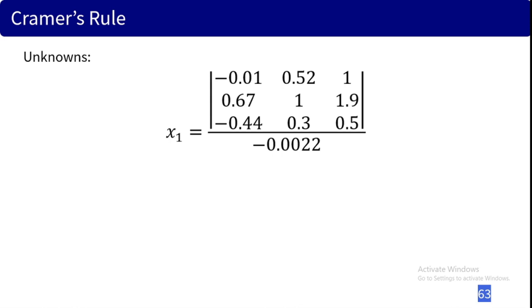Since we already obtained the value of the determinant, we will get into the determination of the values of x1, x2, and x3. For the numerator, we replaced the values in the first column with the values of B. In this numerator, we will get the determinant. On your pen and paper, please check if the determinant of the numerator is 0.03278. Dividing it with the determinant of the matrix A, negative 0.0022, we have the value of x1 equal to negative 14.9.